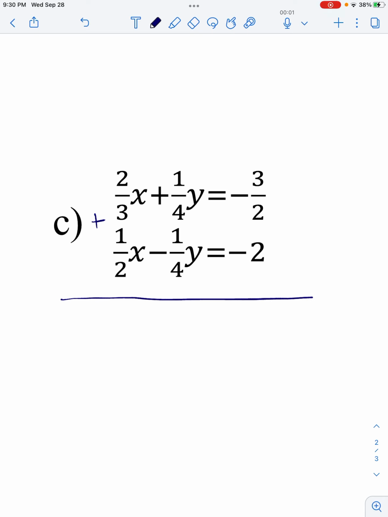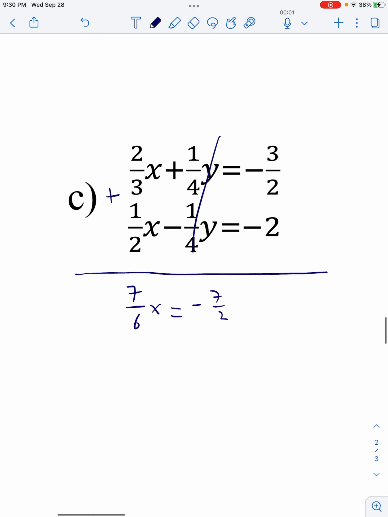Get out your TI-84 to add those fractions together. So 2/3 x plus 1/2 x, as a math answer fraction, is going to be 7/6 x. My positive 1/4 and my negative 1/4 are going to cancel. That's going to equal -3/2 plus -2, which is -7/2. Now I have one equation with one unknown. Easy money. To get rid of this 7/6, I multiply by 6/7 on both sides.